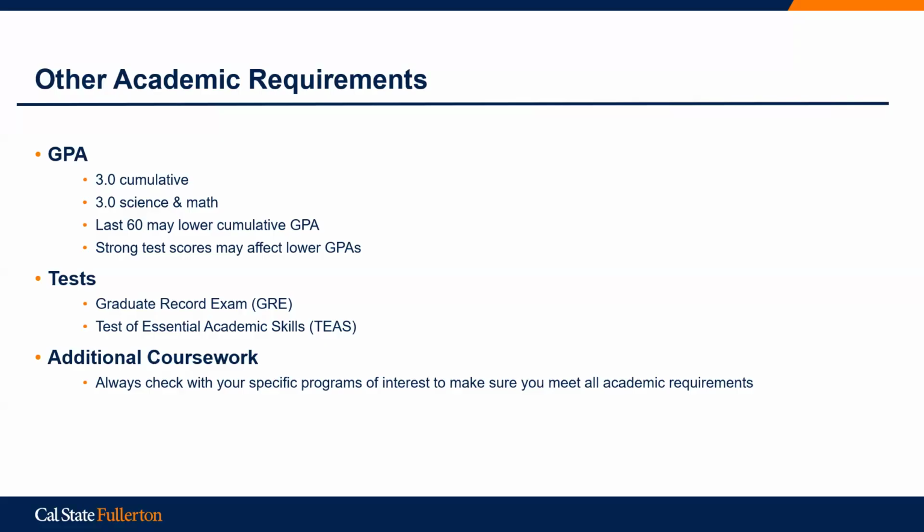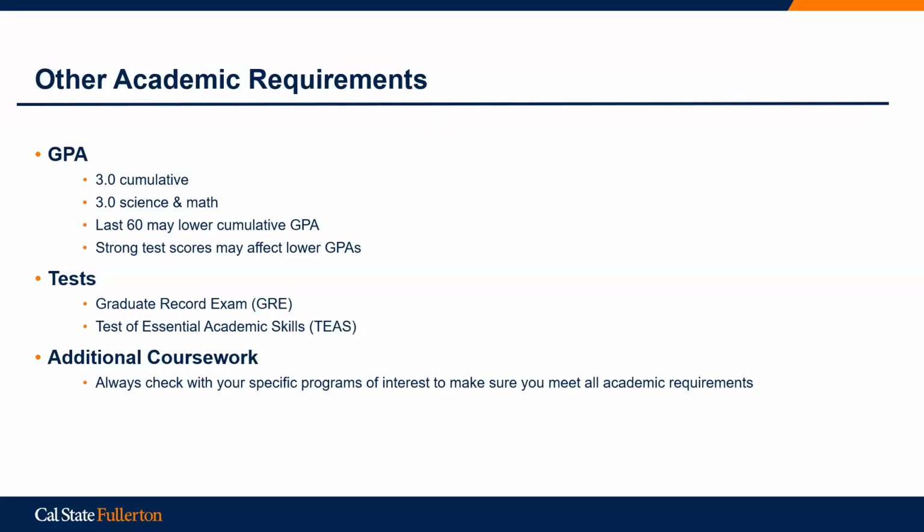Now, let's say you're falling at a 3.2 cumulative because you had some stumbles when you first started. Maybe you took some classes in high school and didn't realize that they would come in and transfer into your cumulative GPA. Admissions committees also will look at the last 60 units of your academic performance to look at your academic trend, right? So if you have a really strong last 60 and a strong science and math, that can sometimes help to offset a lower cumulative. And the same is true for test scores, right? So if we have a lower GPA, but a really strong GRE, that can sometimes help offset that academic concern as well. That kind of leads us into talking about tests.